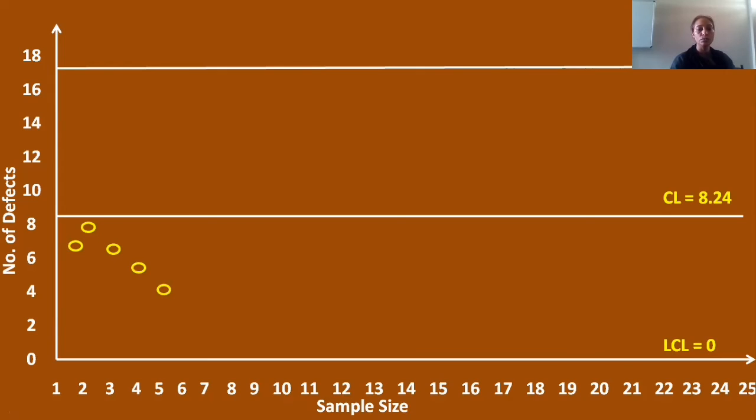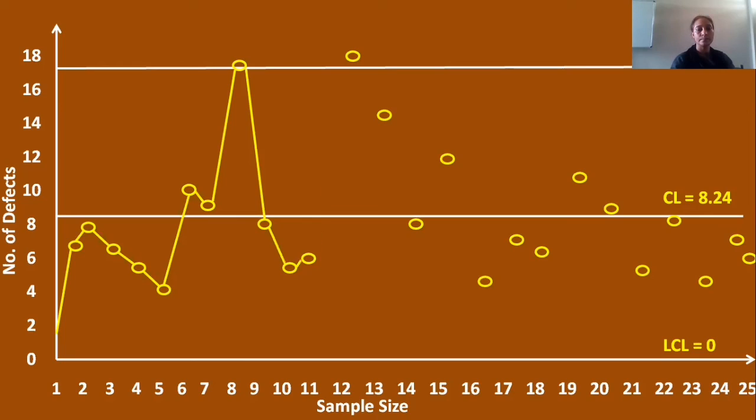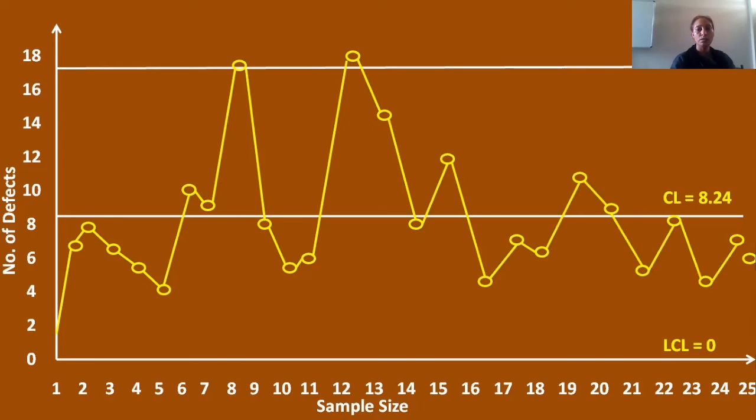According to the sample size, we will draw the number of defects for all the 25 samples. And after drawing all the defects on this particular graph, what we need to do, we need to connect these dots, or we need to connect these points with the help of lines like this. So after connecting all these points, we need to diagnose whether any of the points is going beyond these upper control line or the lower control line.